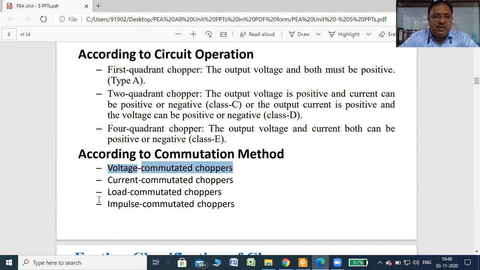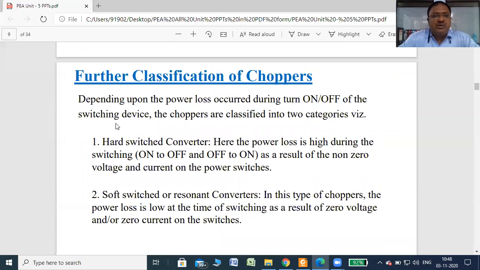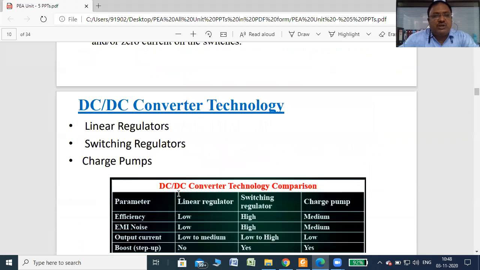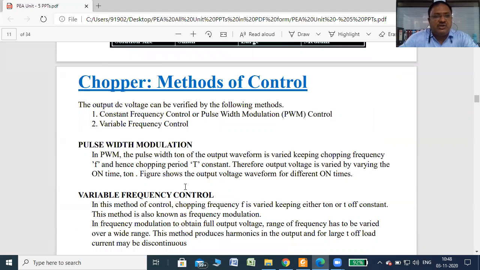Class A, class B, class C, class D. But if you are using the voltage as a commutation method, then it is called a voltage commutated chopper. So this is another classification. This further classification is hard switch converters and soft switch converters. We have already seen this in the last lecture.